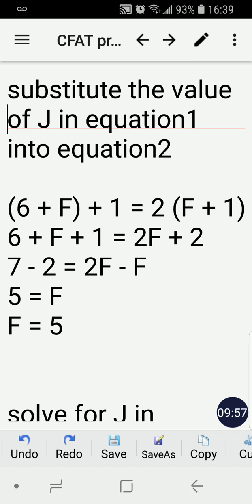Now we simplify. We get 6 plus 1 is equal to 7, and then the constant 2 on the right side we move to the left side, so we get minus 2. 7 minus 2 is equal to 2F minus F. The F on the left side is moved to the right side, so it became 2F minus F. So we get 5 is equal to F, or F is equal to 5. That's the age of Florence, 5 years old.